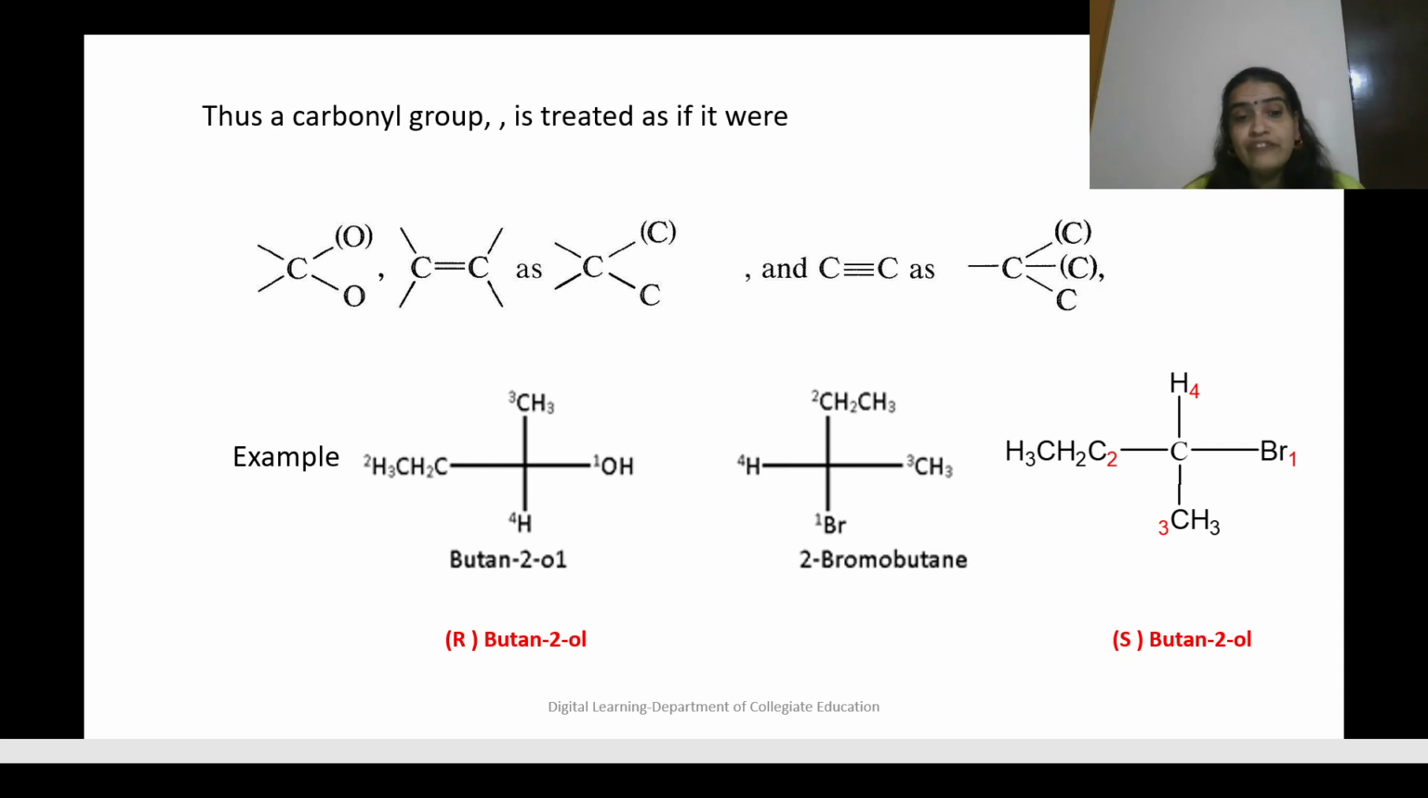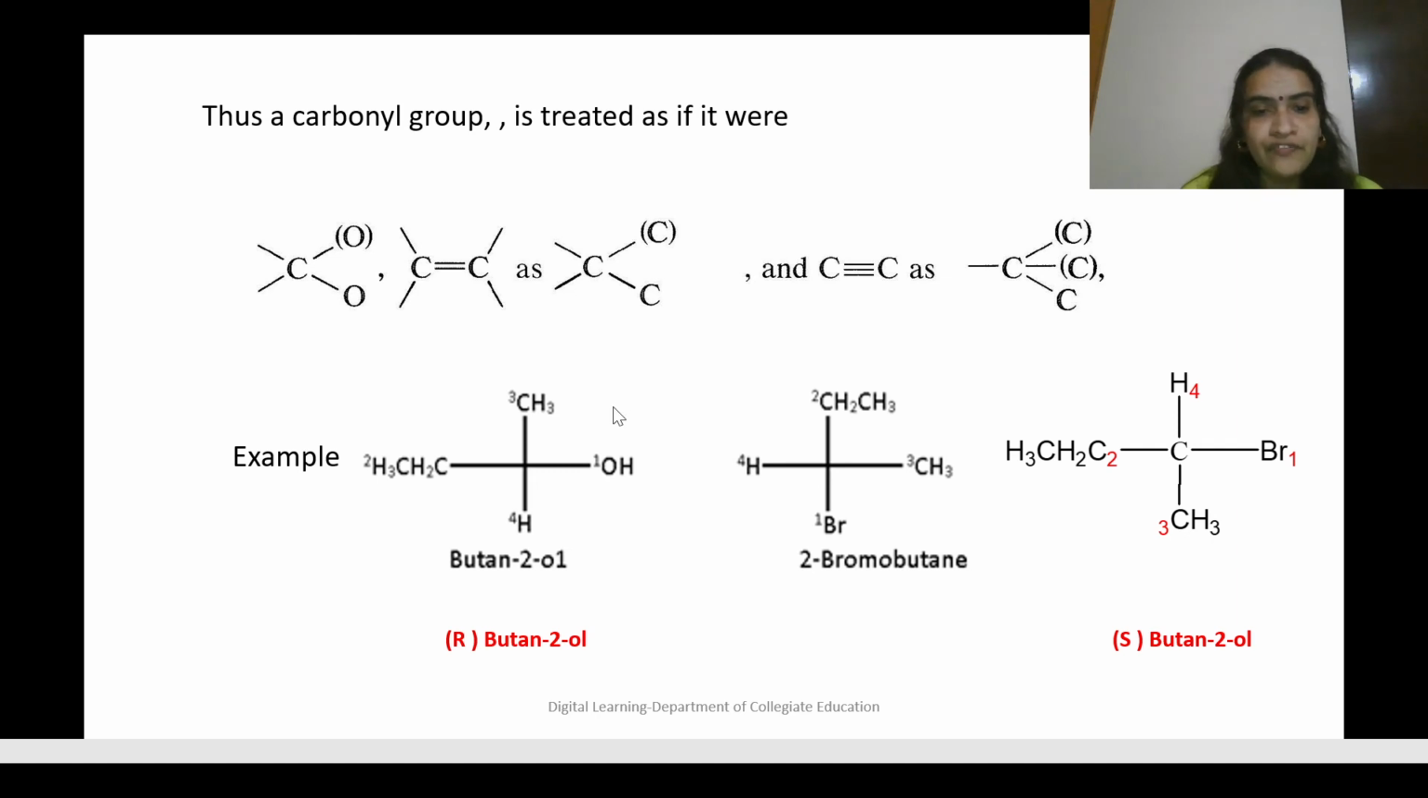Now the 4th group, always the 4th priority group should be on the vertical line. That is the line of the viewer. So even if the hydrogen or the lowest priority group is on the horizontal line, we have to bring it to the vertical line and assign the configuration. So in this case, we don't have to bring it, it is already there on the vertical line. So directly we can assign the configuration.